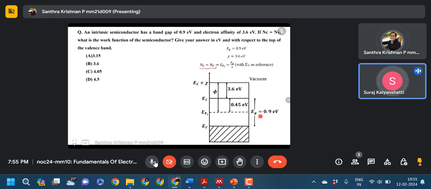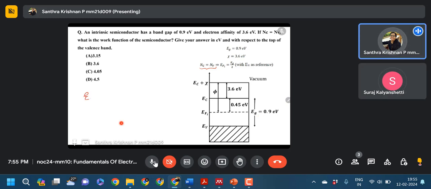Because of this condition, Nc is equal to Nv. Otherwise we cannot take that, because if you remember, there is an equation E_Fi is equal to E_V plus half of Eg minus 1.2 kBT ln(Nc by Nv). When Nc equals Nv, this term will go to zero, and if this is your reference, then the Fermi level is at half of Eg. Otherwise, if this is not given, something else would be given, and accordingly we have to calculate the Fermi level.